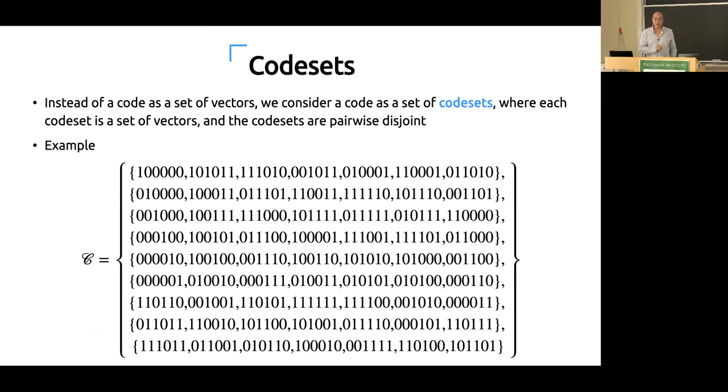So now C is a collection of sets of vectors, and each of these sets will be called a code set. Each row here is actually a code set. If you look at all the code sets, they are pairwise disjoint, so no vector appears in more than one of them.